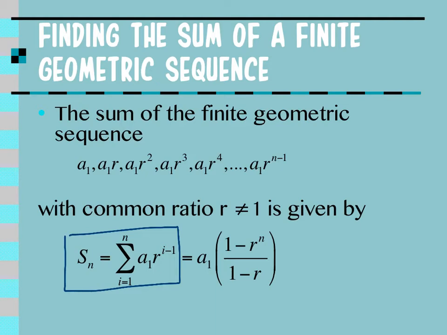It's going to have a to the first times r to the i minus 1. And you will know the difference between a and r because r is going to have the exponent. A will not. And then the equation for the sum of the geometric series is a sub 1 times 1 minus r to the n over 1 minus r. The other thing this says is that r can't be 1. Okay? Obviously, there's no growth there.